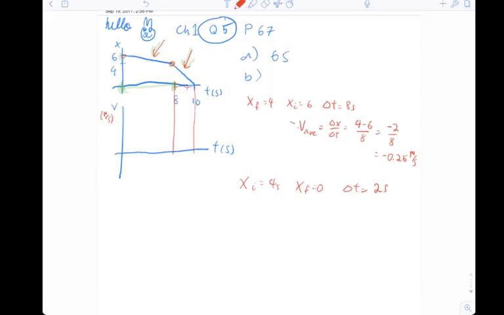So, V average, don't get confused. Let's just clean it up a little. V average is going to be delta X over delta T. It's the slope of that line. So it's going to be 0 minus 4 divided by 2. So that's minus 2 meters per second. Both of these are negative.